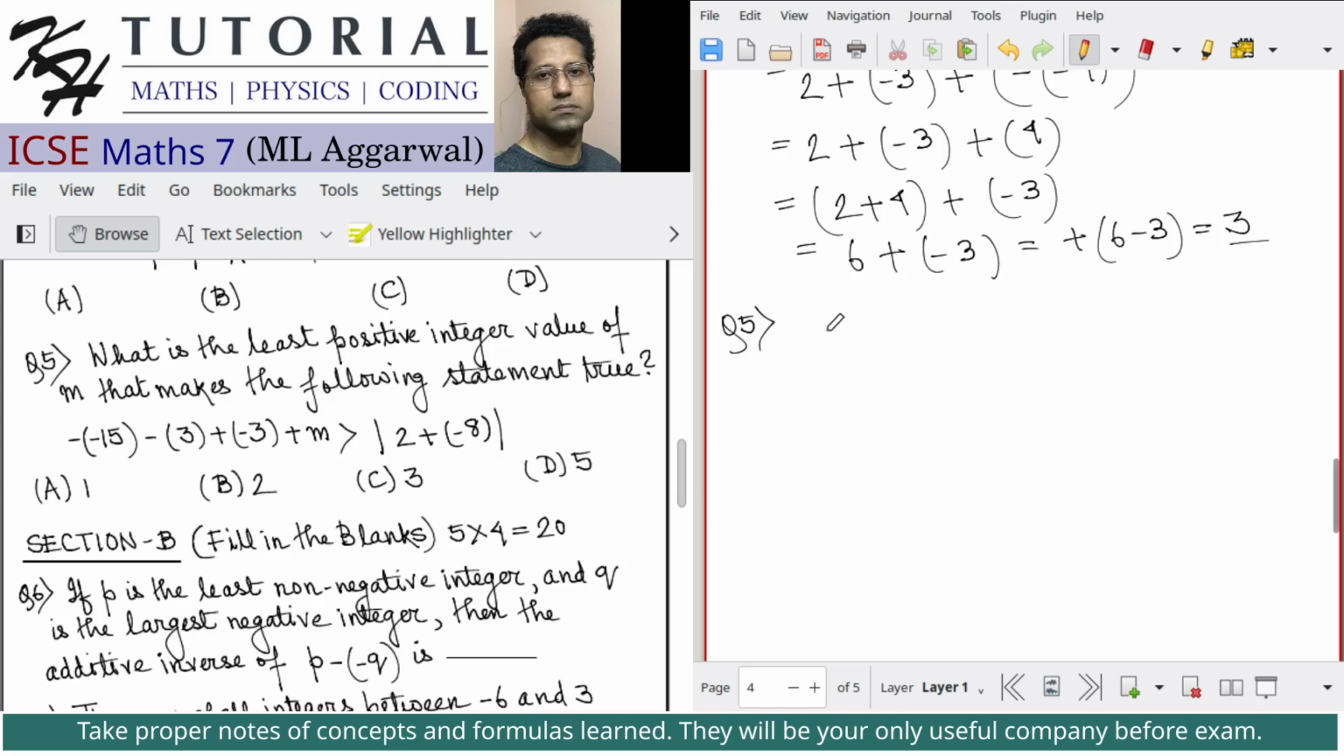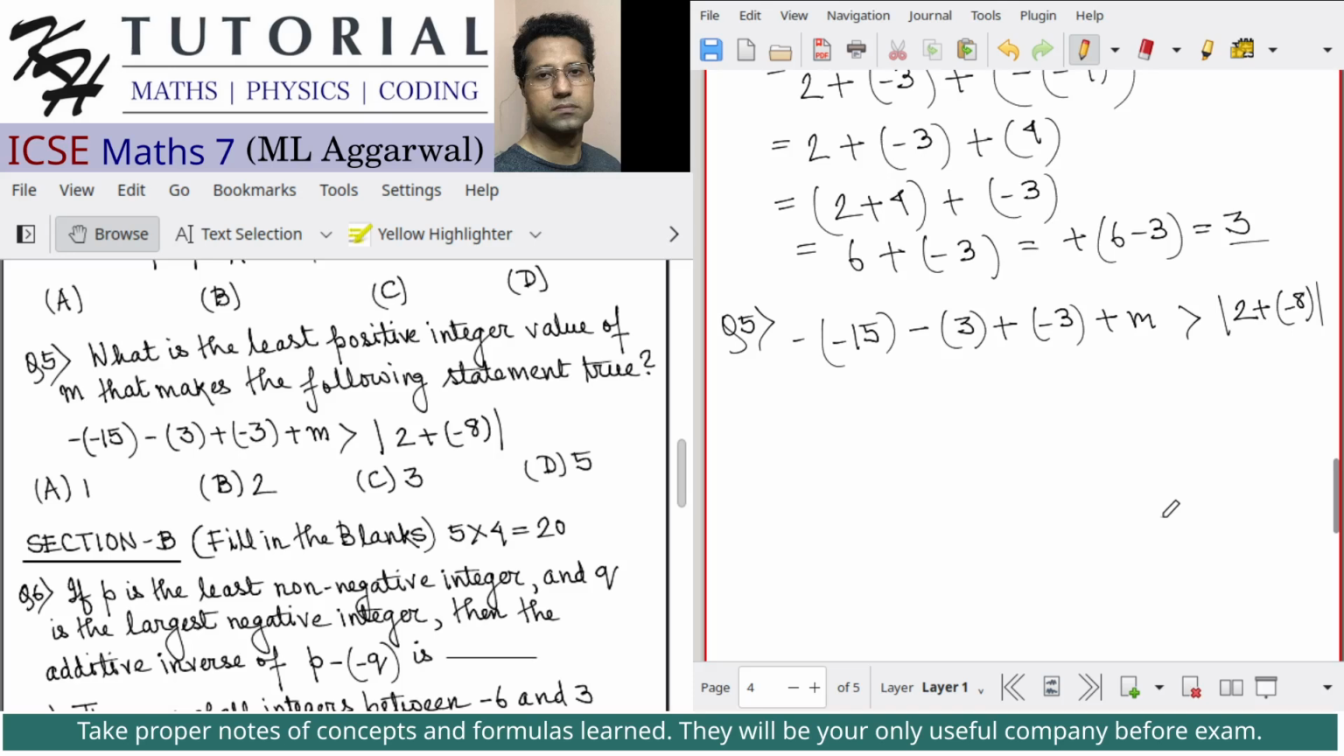The relation or the statement is negative of minus 15 plus minus 3 plus minus 3 plus m. This is greater than the absolute value of 2 plus minus 8. Now, to solve this kind of problem, always try to simplify both the LHS and RHS as much as possible.